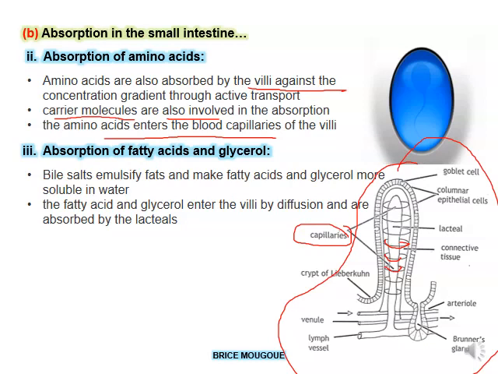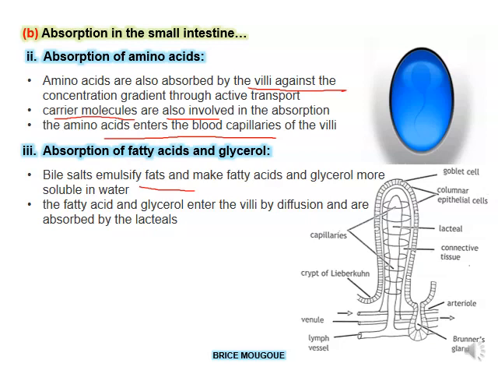Now, absorption of fatty acids and glycerol. One thing to remember or to note is that lipids or fats are not soluble in water. So water is the general solvent that's involved in dissolving substances in the body and then making them get absorbed. Unfortunately, fats don't easily get dissolved in water.